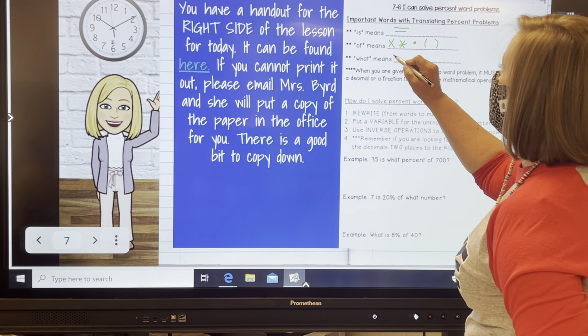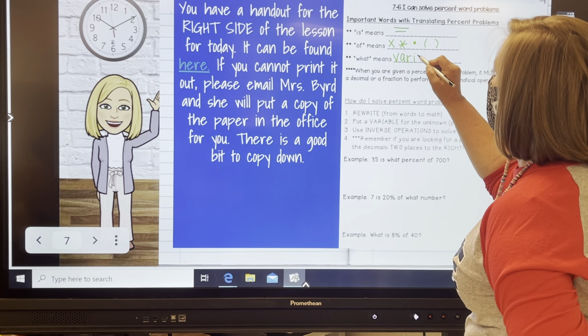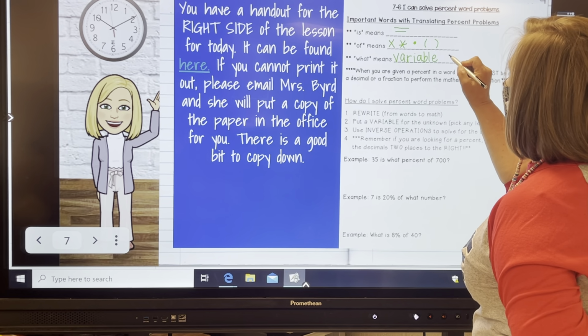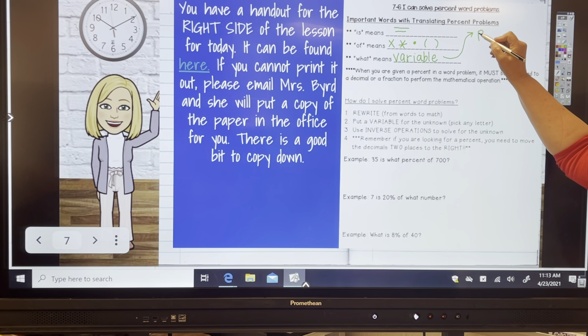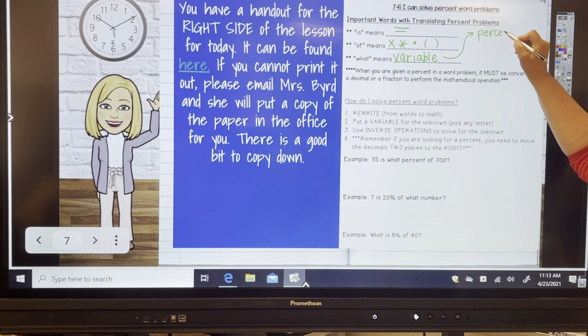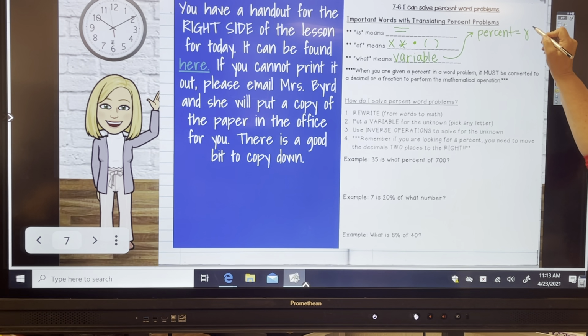What means a variable? And I'm going to draw a little arrow because I'm going to write something right here, okay? If we are looking for a percent, I suggest that you put a P, okay? If we're looking for a number, I suggest that you put an N.